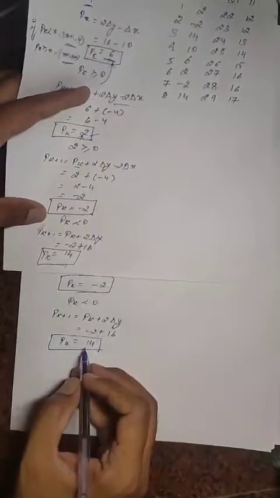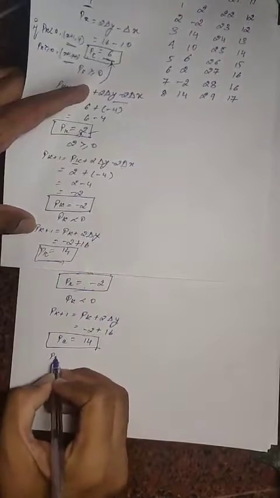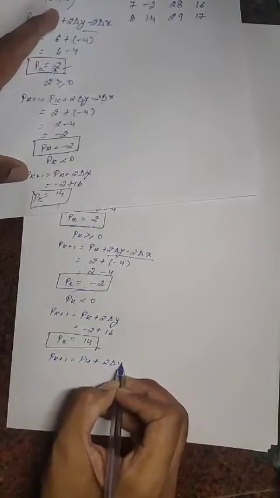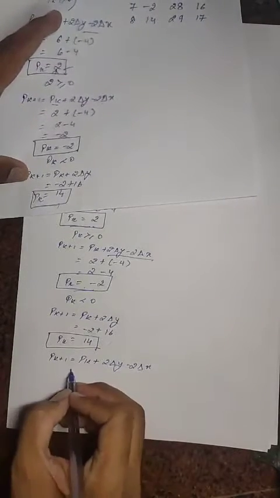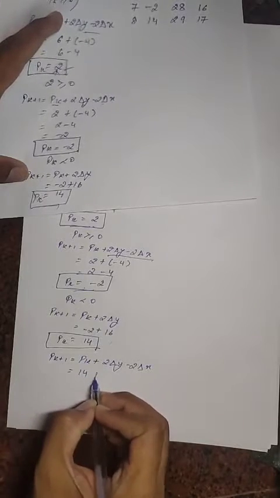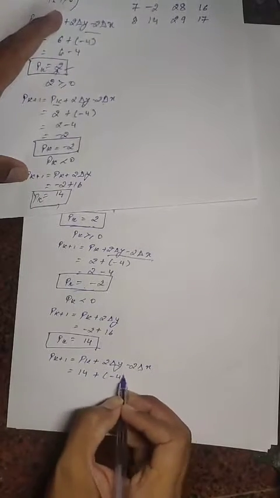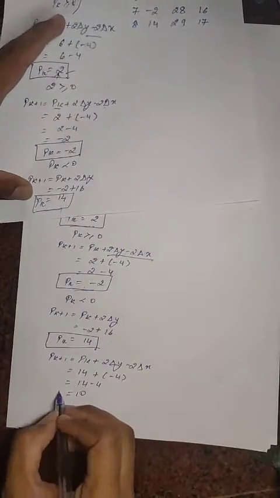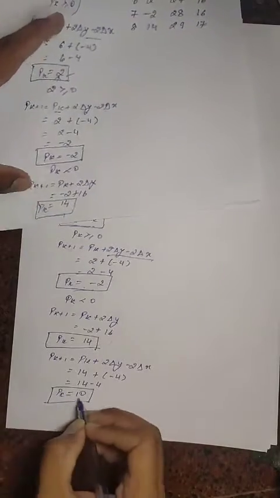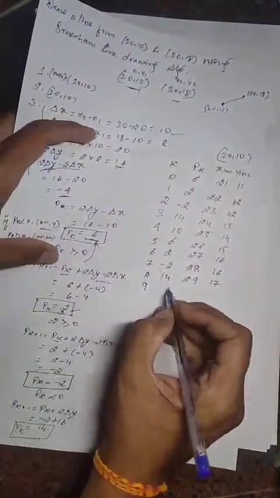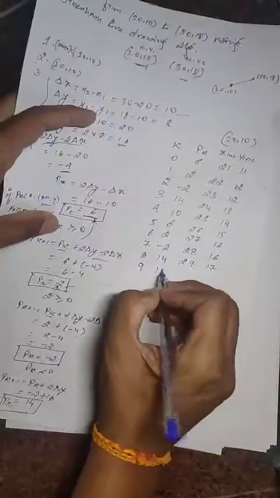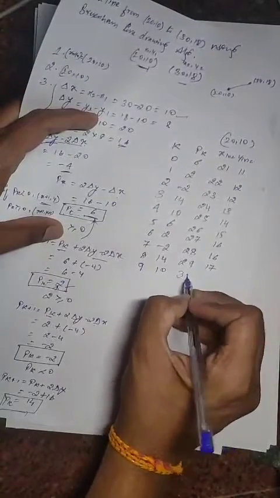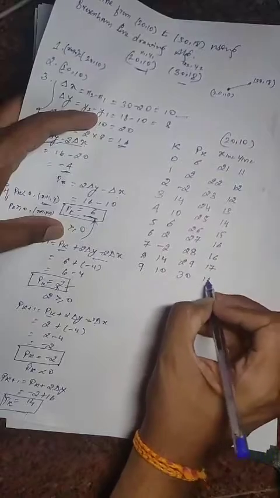So again, if it is greater than 0, then pk plus 1 is given by pk plus 2 delta y minus 2 delta x. So pk value is 14 plus 2 delta y minus 2 delta x, whose value is minus 4. So 14 minus 4 is 10. So pk value is 10. So in the ninth iteration, what is the value of pk? 10. As it is positive, 29 will become 30, 17 will become 18.